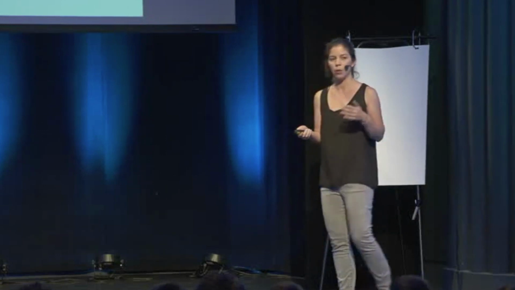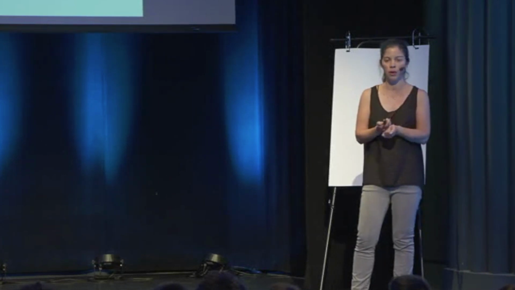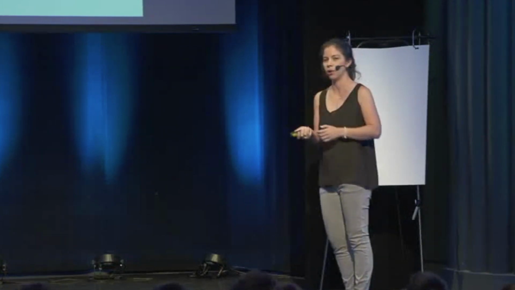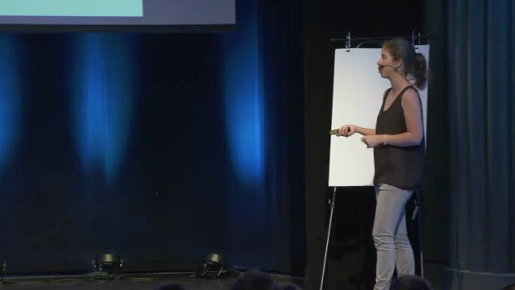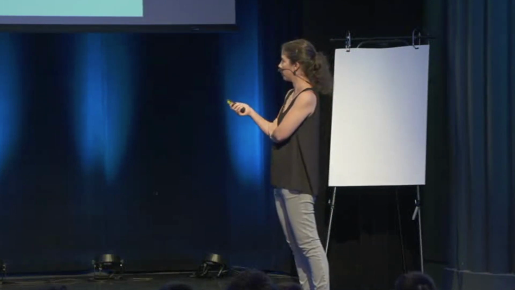And this is why it's important for me to explain what these conditions are, the first thing that you must do before you can actually apply this entropy accumulation theorem in this context. These are the things that I will focus on right now, and then you can do it yourself when you analyze your own protocol. So we said entropy accumulation is relevant for sequential protocols, sequential processes. So we need to define the process. This is something that we call EAT channels. Then there are certain conditions that the EAT channels must satisfy. The most important ones are certain Markov chain conditions that make sure that entropy accumulates. And finally, there is an object that we need to construct, which is called the mean trade-off function. This mean trade-off function is the thing that will allow us to find this t that was missing in the previous slide. Okay, so let's get started.